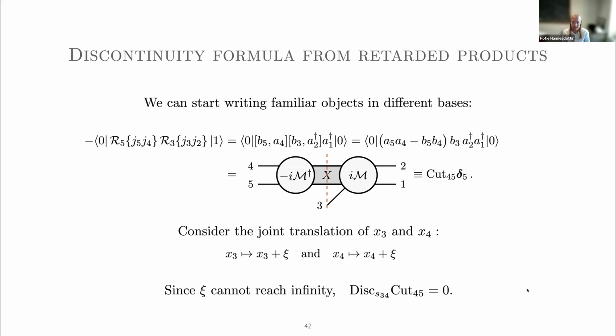So this might be a bit technical, but again, what I want you to take away is that it might be useful to use these different bases. Some things that are explicit in one basis might be hidden in a different one. Because if we use the time ordered products, we'd have to write this as some complicated sum, and it would not at all be clear that this joint translation of 3 and 4 actually cannot reach infinity, but using the retarded products, it's entirely manifest.